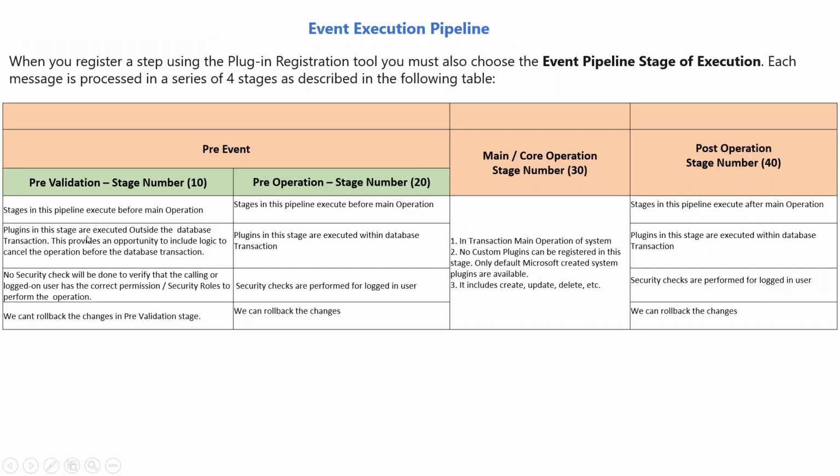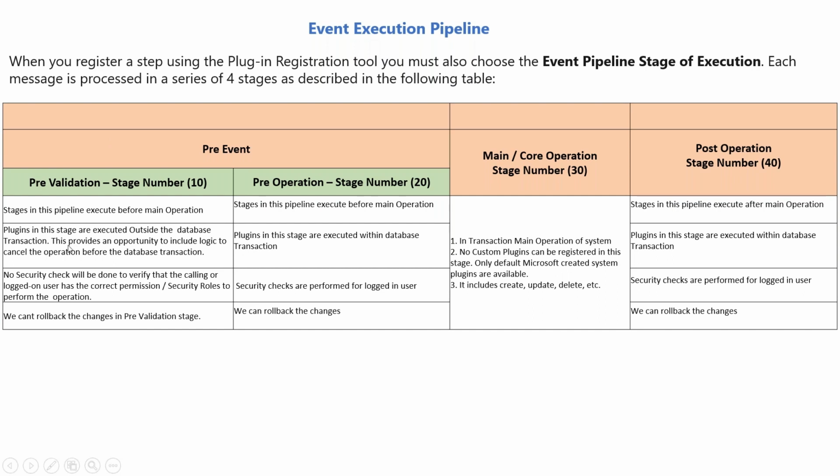Now, plugins in this stage are executed outside the database transaction. This provides an opportunity to include logic to cancel the operation before the database transaction. See here, plugins in pre-validation will execute outside the database transaction, so it doesn't bother about the database. If there is a message you are passing, the direct message will be passed.